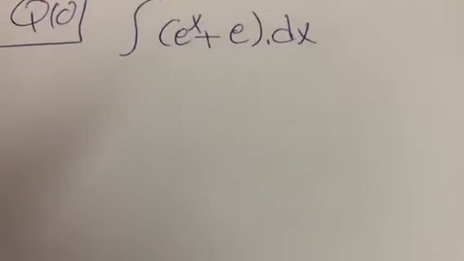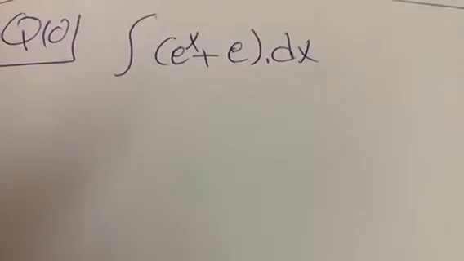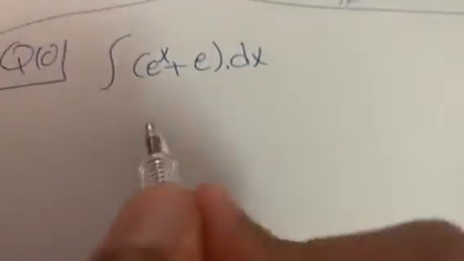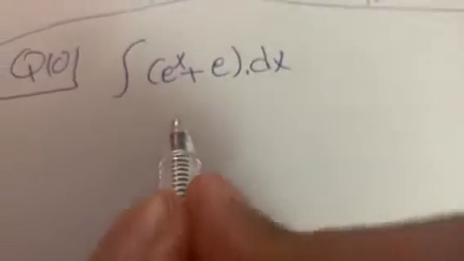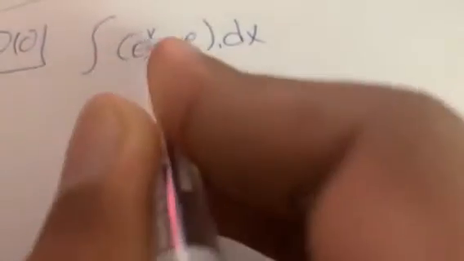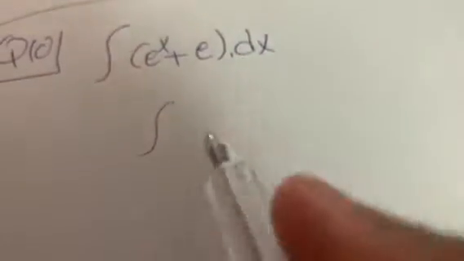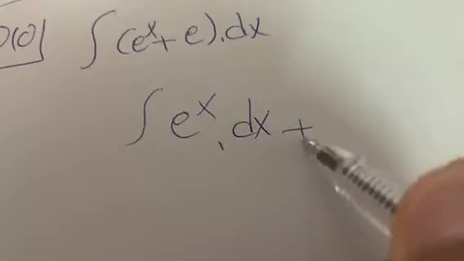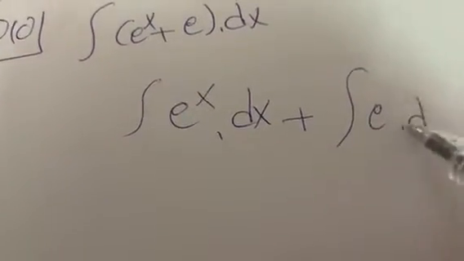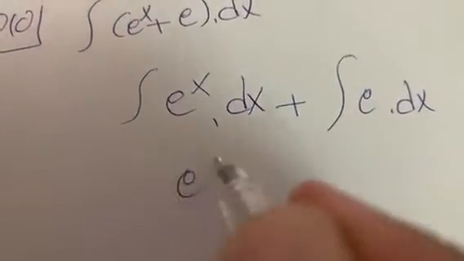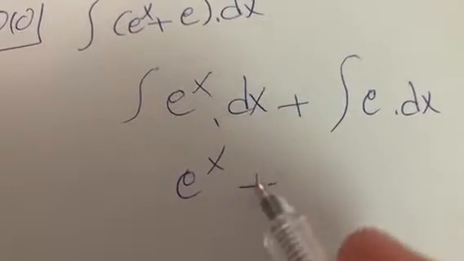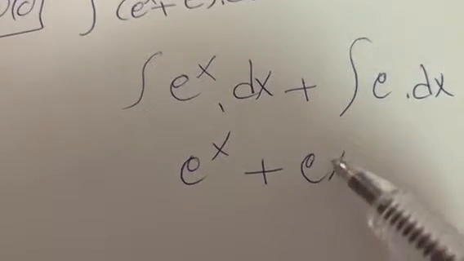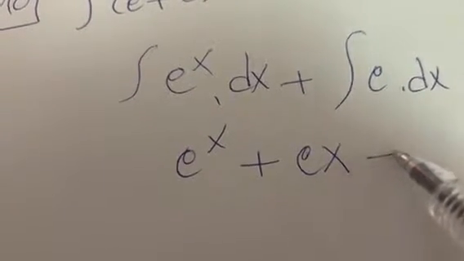This question is also about direct integration, and we need to find the general solution, since we don't have limits and boundaries. So it's the integration of e to the power of x plus e dx, which is also equal to the integration of e to the power of x dx plus the integration of e dx. Integration of e to the power of x dx is e to the power of x. Integration of e is ex, plus c.